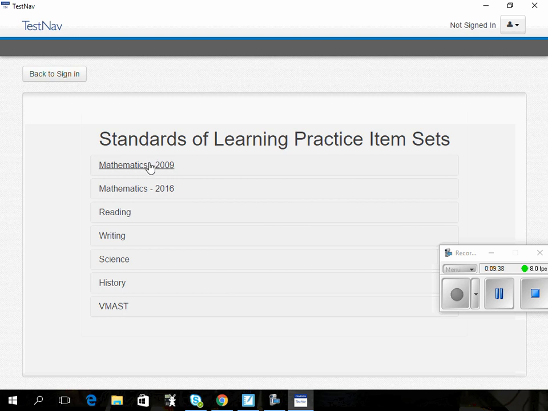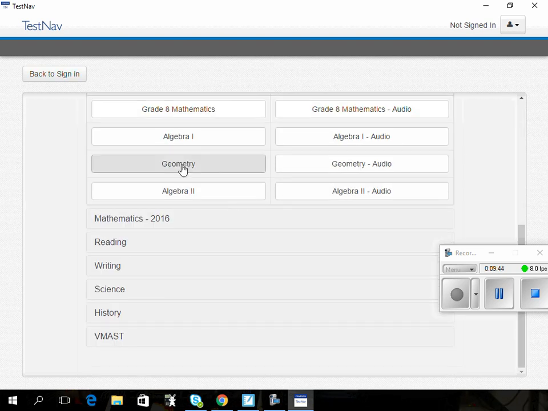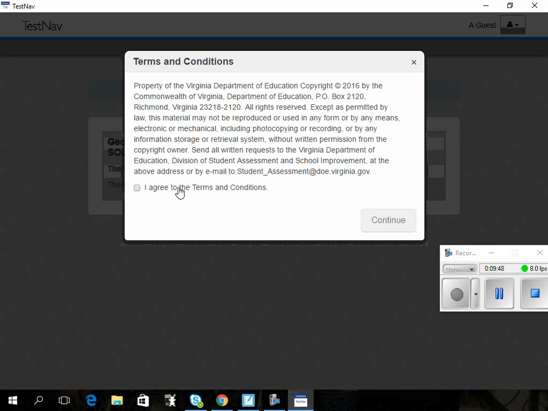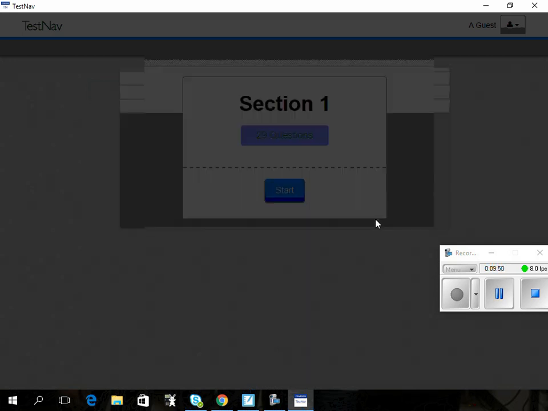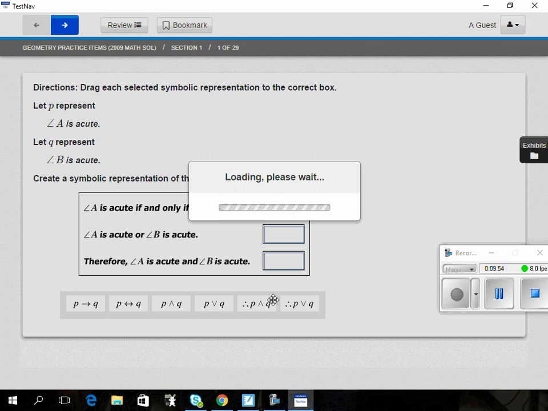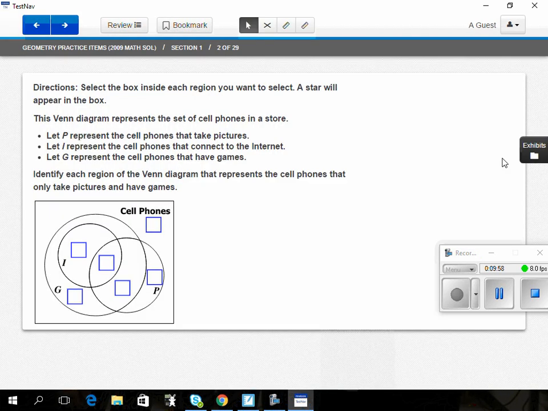Remember, you guys are the 9 people. You can practice using the tools, or you can just go right to geometry. We'll click start. You have to agree to the terms and conditions. We'll start. And we'll come back to this question because it's a logic question too. But here's our Venn diagram question.